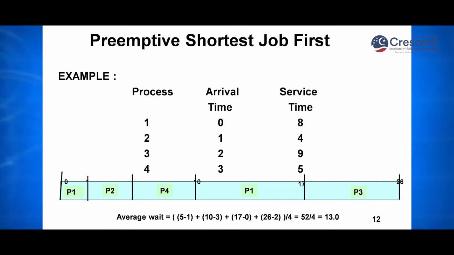Next comes the P4 process because it has the next minimum service time. Next I am choosing the process P1 because it has the next minimum service time. Next comes the P3, which has the maximum service time, so it is given last. Accordingly, we have to select the jobs.